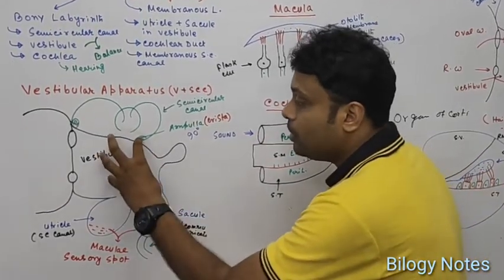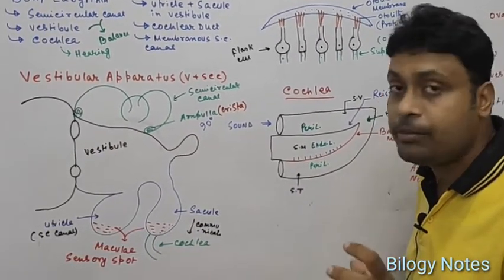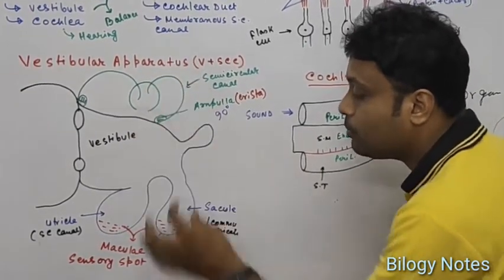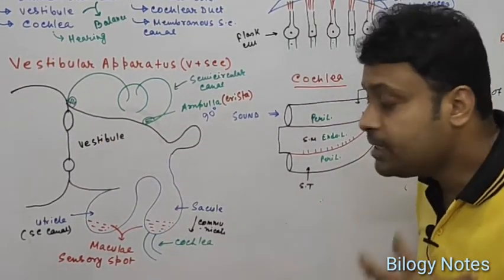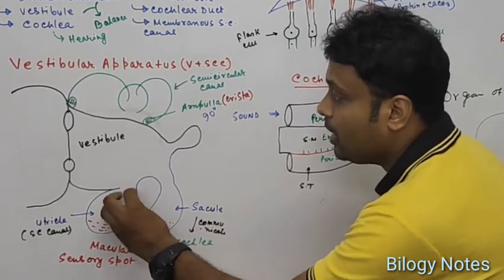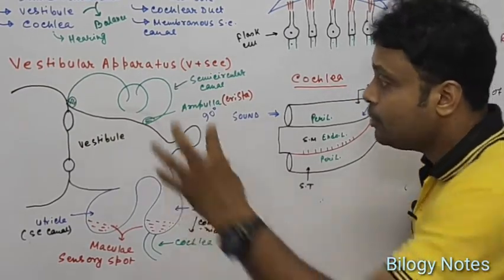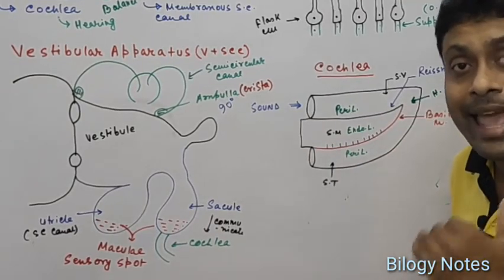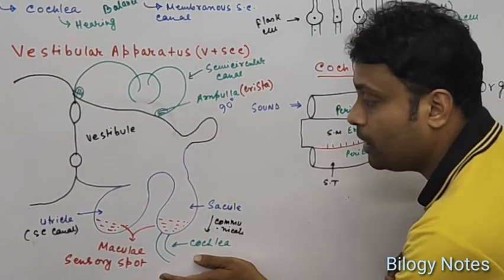And in the vestibule, we know that the membranous labyrinth is present inside the vestibule. The vestibule is actually bony labyrinth, and it is present between the semicircular canal and the cochlea. The membranous labyrinth inside the vestibule is of two types, the utricle and the saccule. Actually, the utricle is connected with the semicircular canal, so all three semicircular canals will be connected with the utricle, right? And the saccule, which is another membranous labyrinth present inside the vestibule, is connected with the cochlea.